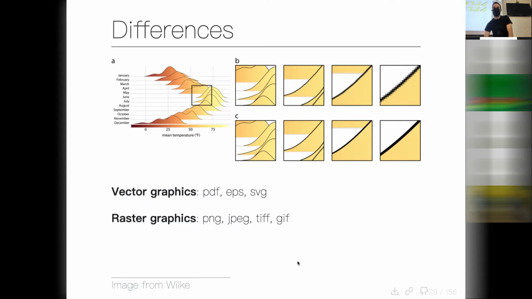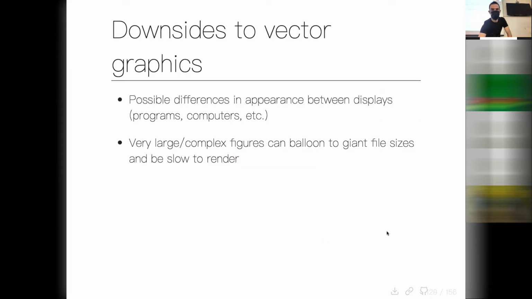Some common vector graphics are PDF, EPS, which isn't super common, and SVG, which I would say is probably the most common outside of PDF, all right? For raster graphics, you have PNGs, JPEGs, TIFFs, and GIFs. So these are all ones I'm sure that you've heard of before, right?